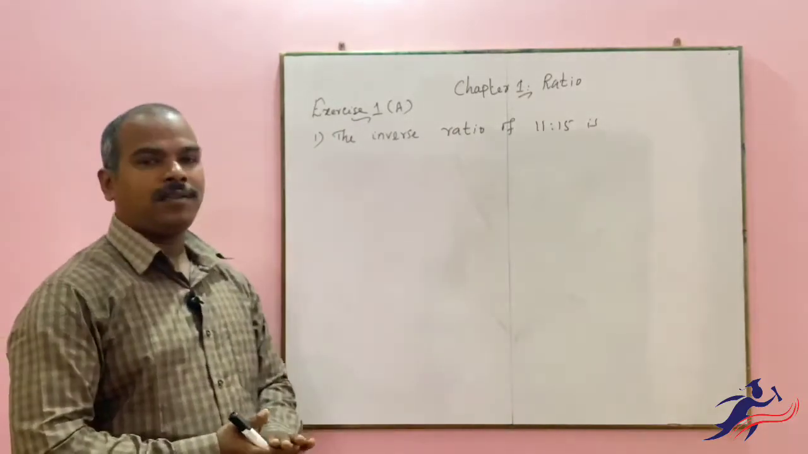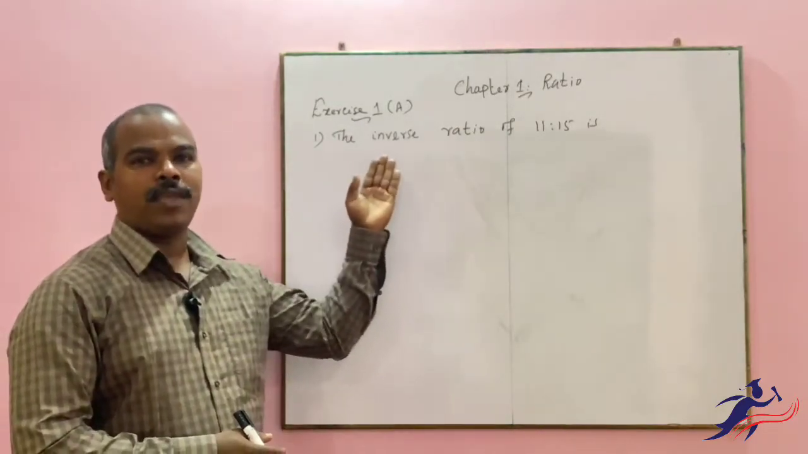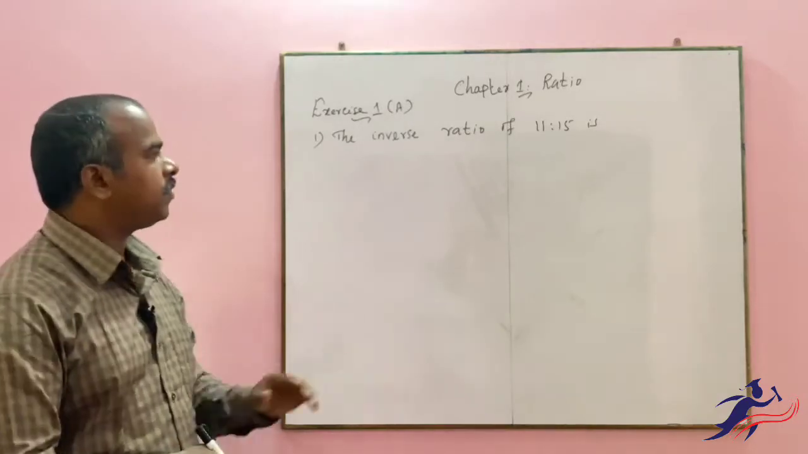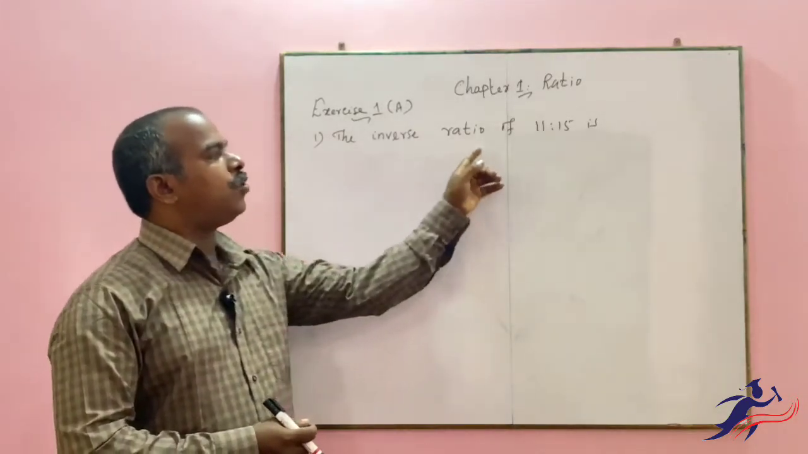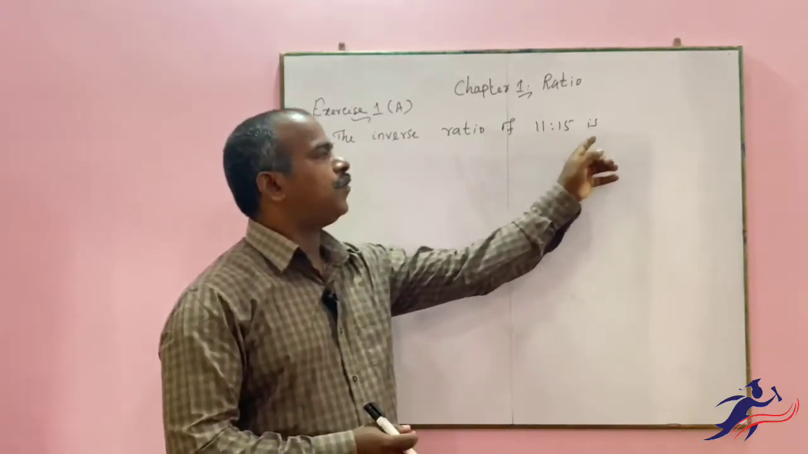In that chapter, exercise number 1 of A from your ICI book. Question number 1. The inverse ratio of 11 is to 15 is.